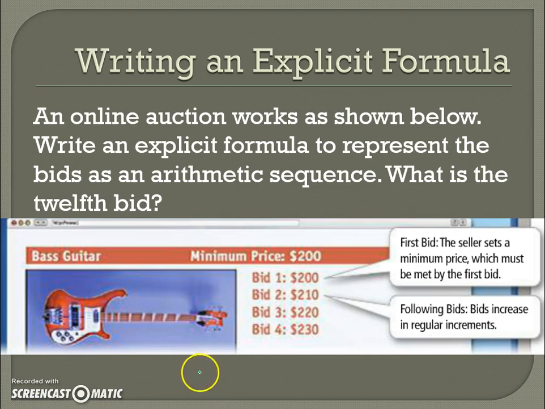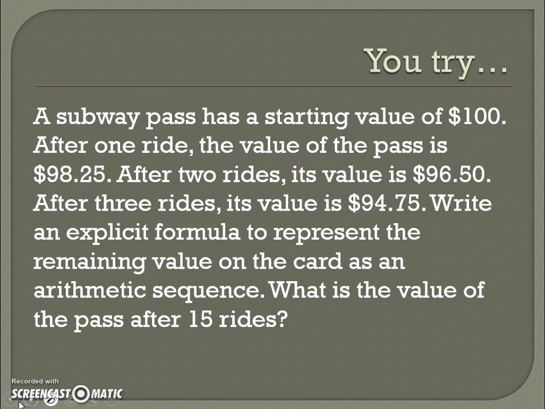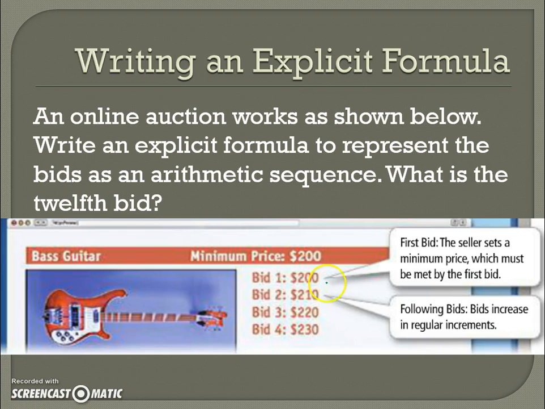All right, here we go. Writing an explicit formula: an online auction works as shown below. Write an explicit formula to represent the bids as an arithmetic sequence. What is the 12th bid? Okay, let me see what's here. All right, so first thing is we need to identify what is that common difference. It looks like plus 10 every time. And then I also need to figure out what the initial amount is, which is this right here.